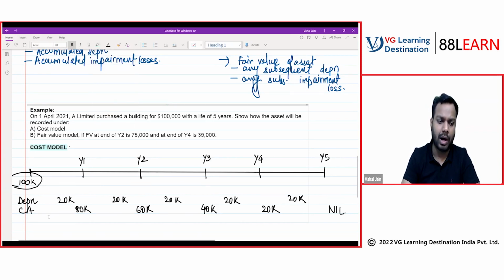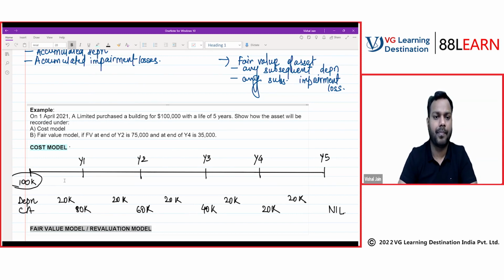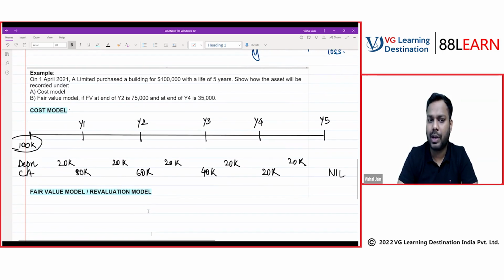Now, coming on to revaluation, the fair value model. This is also called the revaluation model. Smita, just see the cost model once. You understand it. There's nothing for me to explain in this one. If you still have any queries, I'll explain it all.